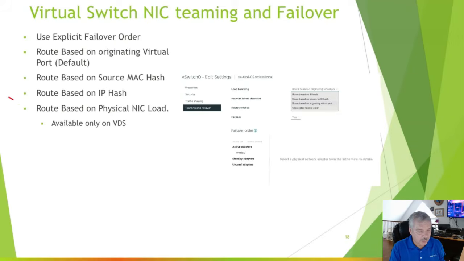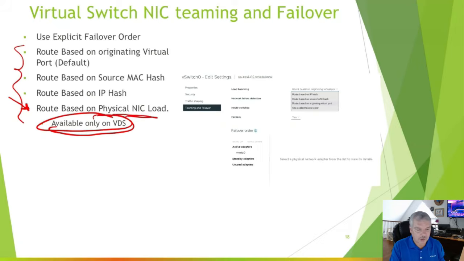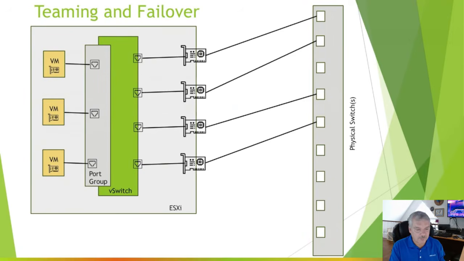There's actually another one, route based on physical NIC load. That's only found on vSphere distributed switches. All the other ones are available on all the switches, standard or distributed, but the distributed switch has the extra one of physical NIC load, which I kind of like. I'll explain that one. So let's talk about teaming and failover.